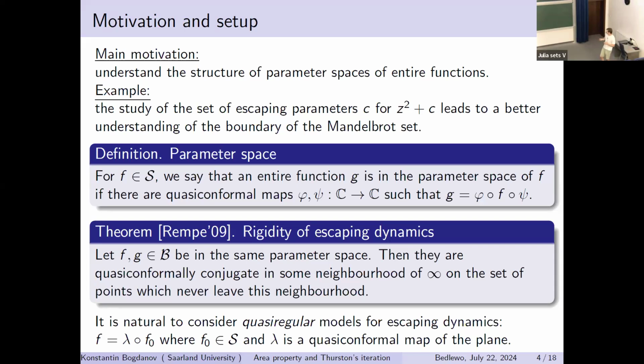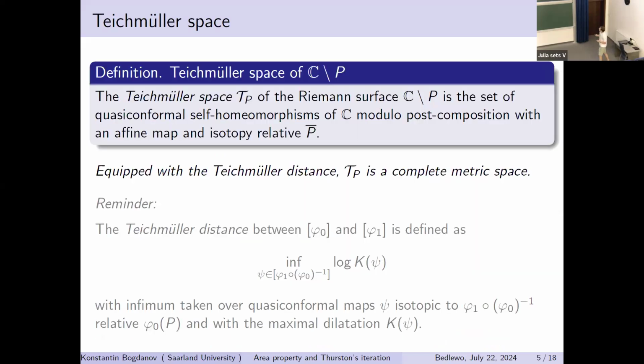And in principle, this should give us most types of the combinatorics, partially due to this result of Lasserre, which says that if F and G are in the same parameter space, and this is true even for bounded type functions, then they are quasi-conformally conjugate near infinity on the escaping set, and even more generally on the set of points which stay in this neighborhood under the iteration.